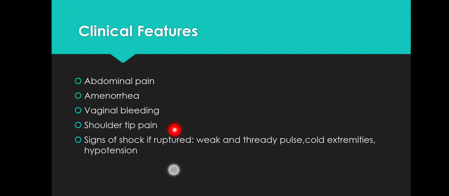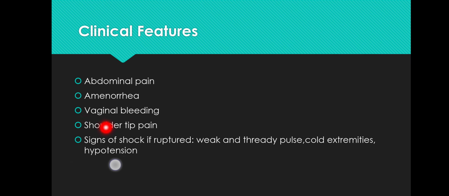Then there's also shoulder tip pain. Why? Because due to fluid buildup, it begins to irritate, especially if it is a ruptured type. Due to the rupture, it irritates the internal structures. These internal structures, because of the shared common nerve roots, there's referred pain from the abdominal area to the shoulder tip. That is why you may have shoulder tip pain because of shared irritation of the common nerves.